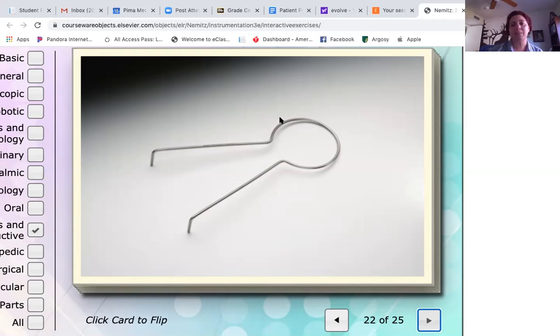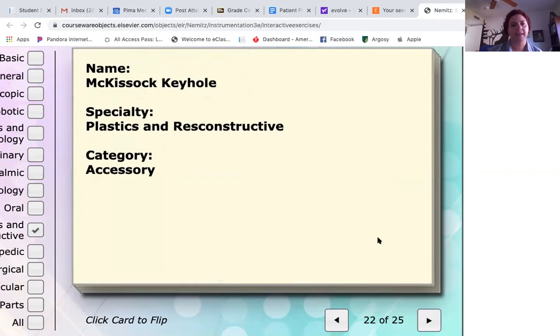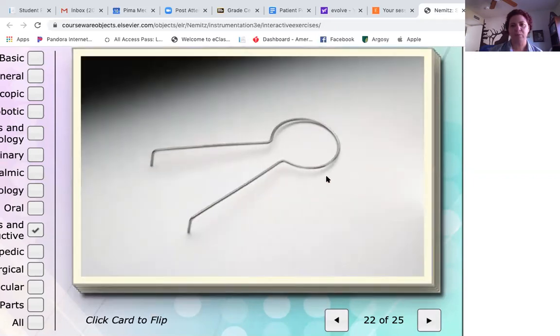So this is going to be laid over the areola with the nipple in the center, and when they do a mastopexy, the first thing they're gonna do is use their marker and trace around this, and that's where their incision is gonna be made around the areola, and they'll trace down around this whole thing. The keyhole. Here, let me show you. McKissock keyhole. If you're doing breast surgery, this is a must-have.